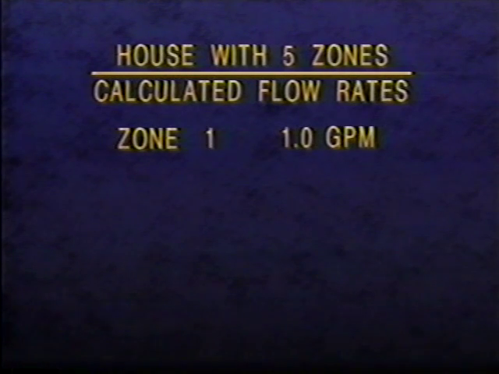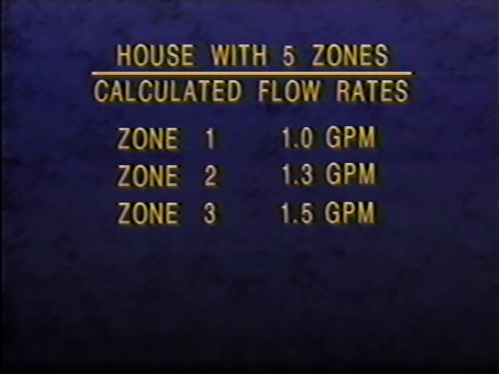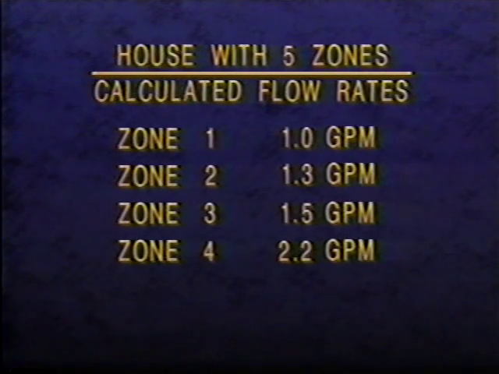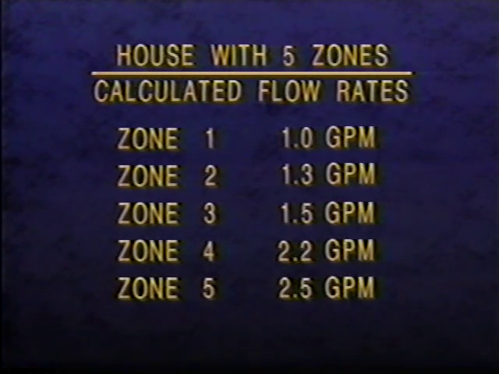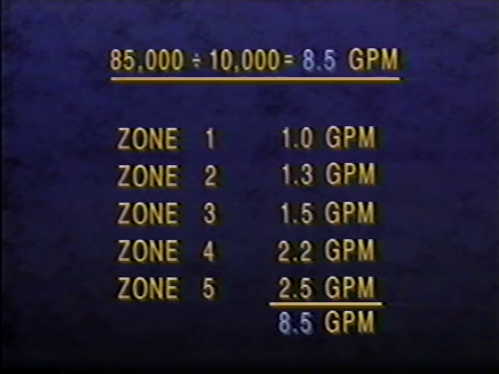Another way to determine gallons per minute for the house is to calculate the gallons per minute requirement for each zone. For this example, let's say that there are 5 zones in this house. 1.0 GPM for Zone 1, 1.3 GPM for Zone 2, 1.5 GPM for Zone 3, 2.2 GPM for Zone 4, and 2.5 GPM for Zone 5. As you see, the total number of gallons per minute required for the house, 8.5, can either be determined by adding up the individual zone GPM figures or by using the total heat loss figures for the house.